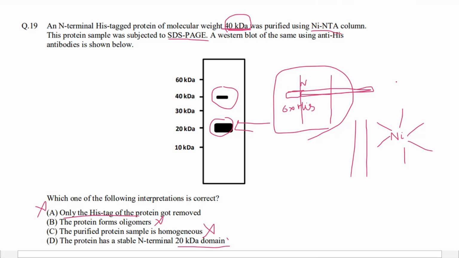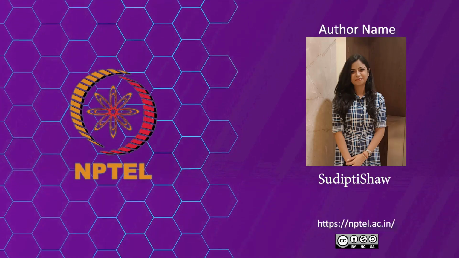If the his tag was at the C terminal, then we would not have gotten this band, because this part is stable and would not show without the his tag, since we are probing with anti-His antibodies, not protein antibodies. So the correct option is that the protein has a stable N-terminal domain of 20 kilodalton.